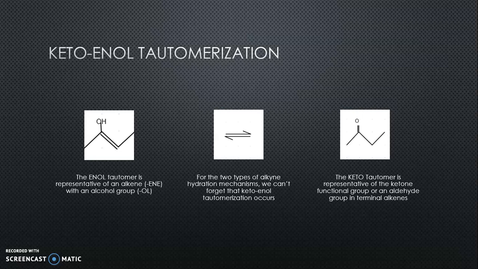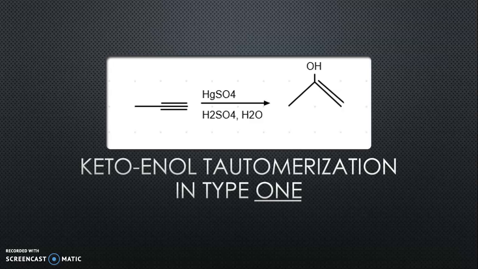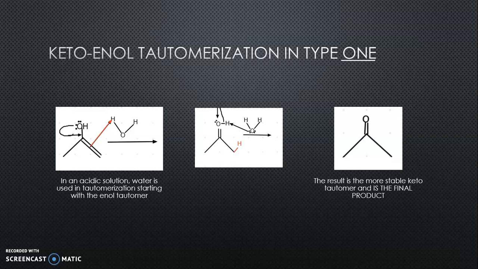So for the 2 types of alkyne hydration mechanisms, we cannot forget that keto-enol tautomerization occurs. So here's our first type of alkyne hydration reaction, in which we have our HgSO4, H2SO4, and water as our reagents. And this is the enol product that we got. The enol product is less stable than the keto. So the ketone product is going to be your final product. So this is how it happens.